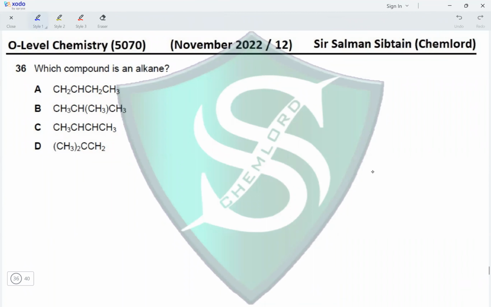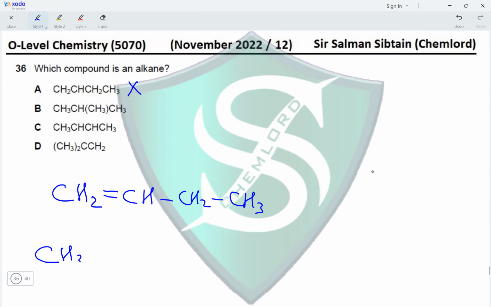Question 36. Which compound is an alkane? Okay, let's look at the structures. A, CH2, CH, that means there's a double bond here. CH2, CH3. Presence of a double bond makes A an alkene. Option B, CH3, CH, CH3 and CH3. This is an alkane.